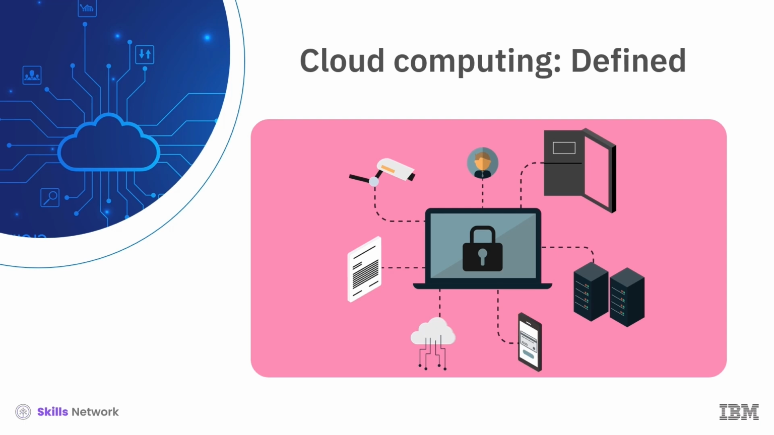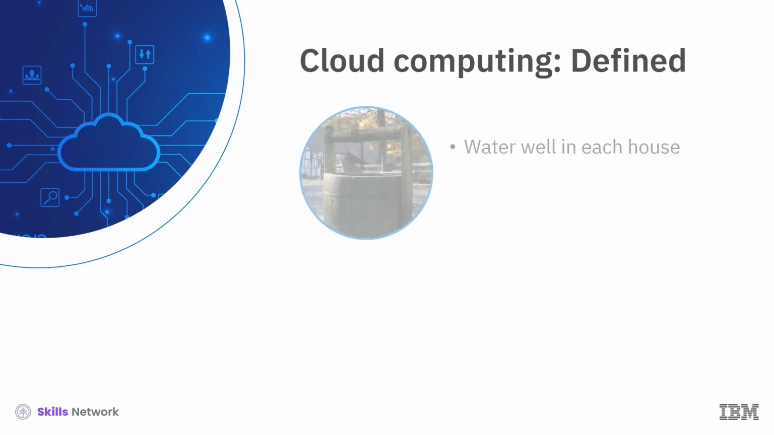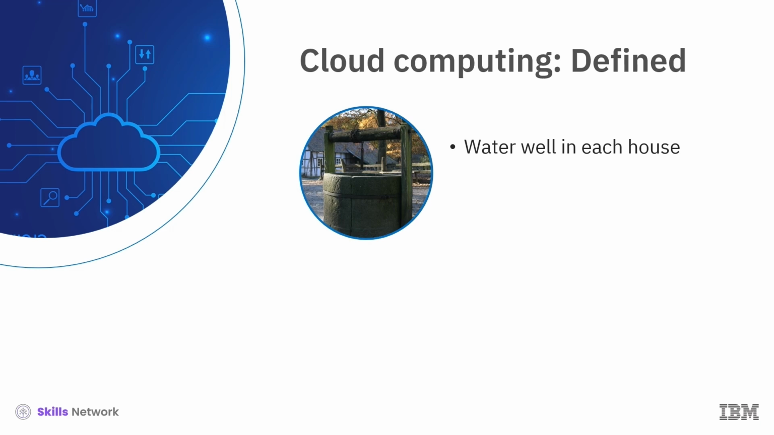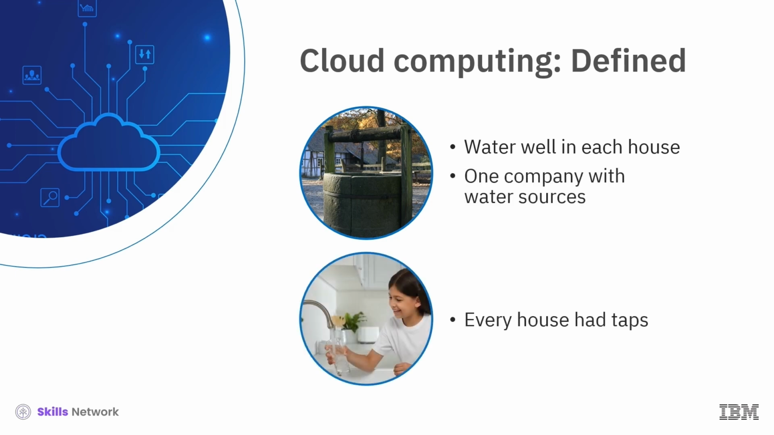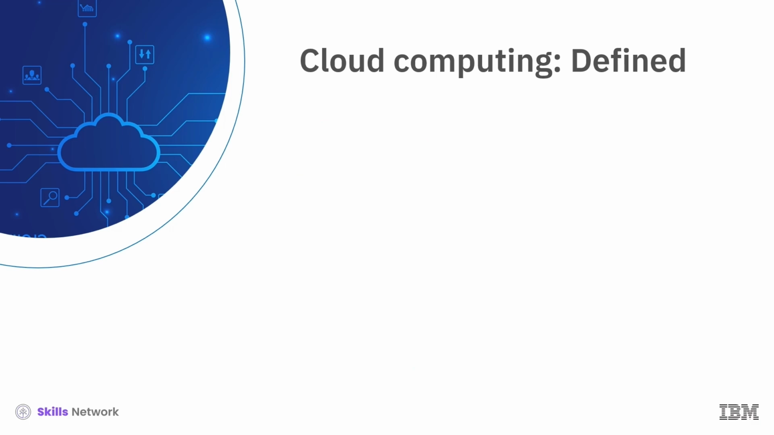Let's understand with an analogy by Vivek Kundra, the first Federal Chief Information Officer, CIO, United States government. Consider a neighborhood where every family had their own water well, where the cleanliness of the water was dependent on the owner. Over a period of time, a water company had water sources. Every house in the neighborhood was getting clean water from a central water source through the taps installed in the houses. Cloud computing works in a similar manner.